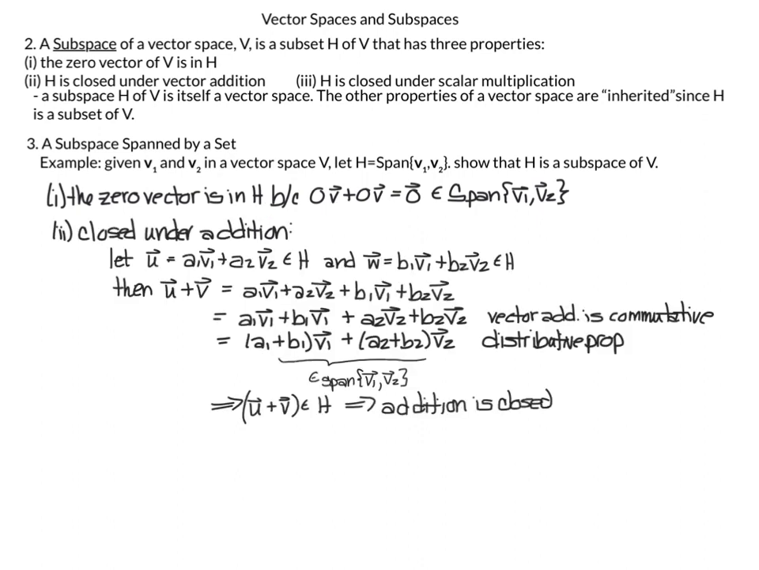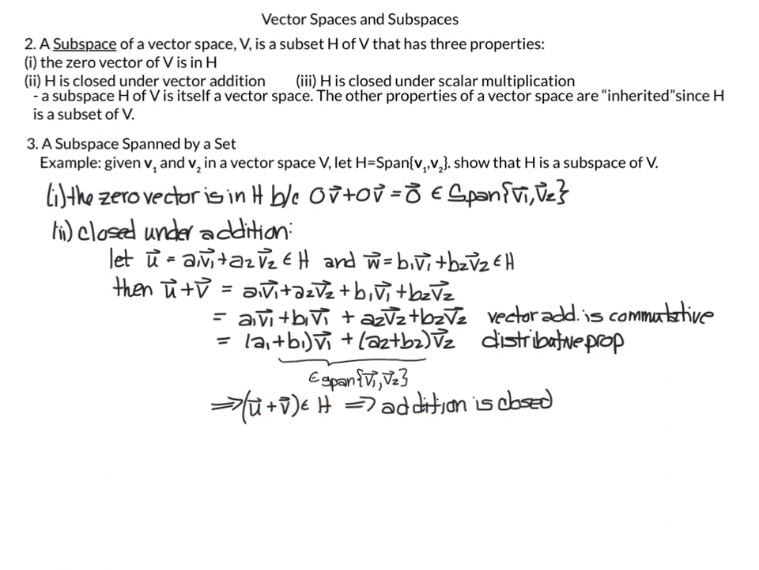Closed under addition. If we have a vector u, which is a linear combination of v1, v2, and we have a vector w, which is a combination of v1, v2, when you add them together, you still get a linear combination of v1 and v2. Not too surprising. So that means that if u is in H and w is in H, then their sum is also in H.